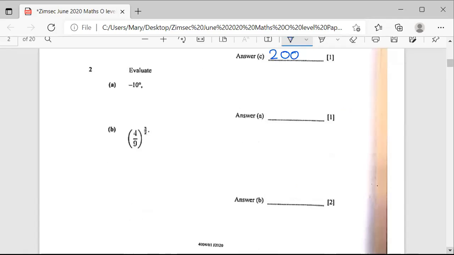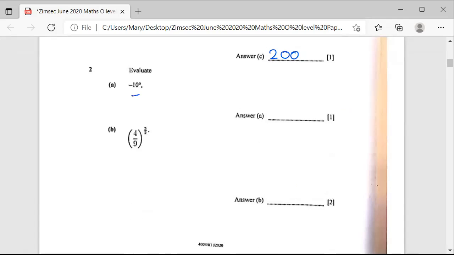Number 2A, it says, evaluate minus 10 to the power of 0. And from the laws, we know that any number raised to the power of 0 gives you 1. But in this case, you can see the minus is not inside the bracket. So what are we raising to the power of 0? We are raising only 10 to the power of 0. Minus 1 is not going to be affected by the power.